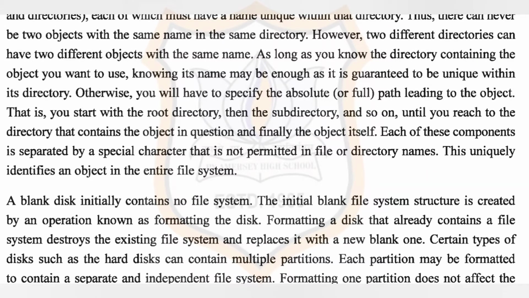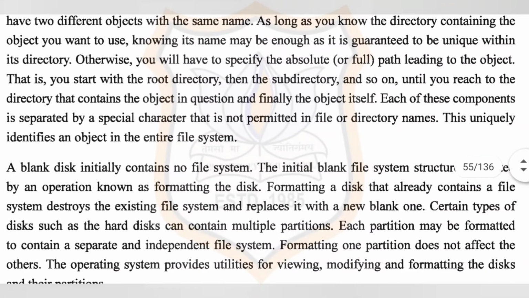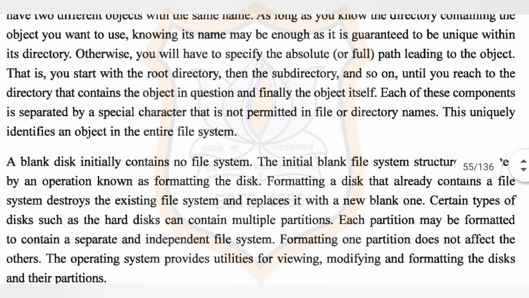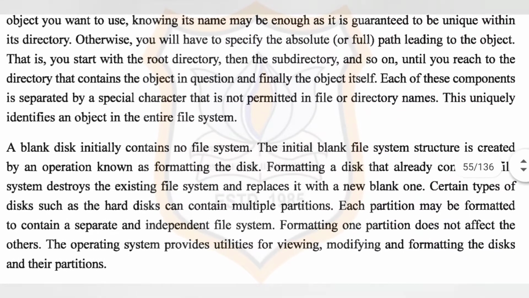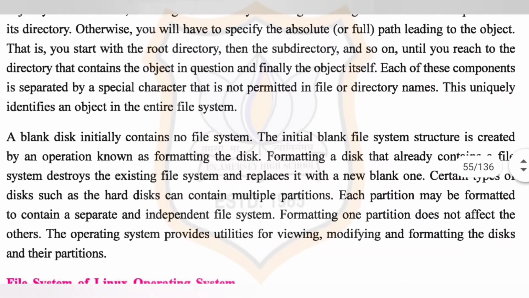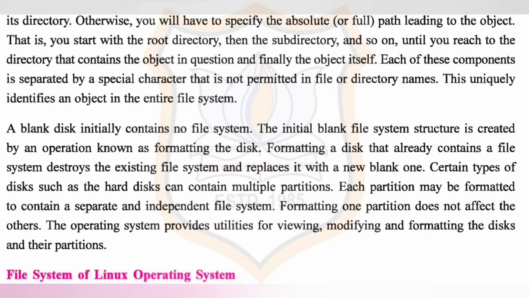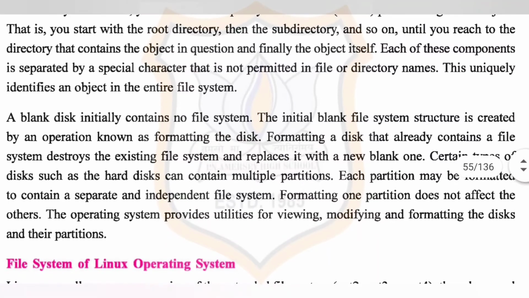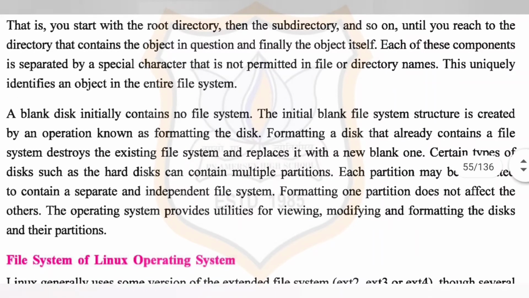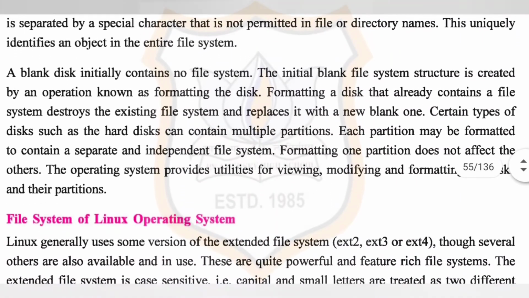As long as you know the directory containing the object you want to use, knowing its name may be enough, as it is guaranteed to be unique within its directory. Otherwise, you will have to specify the absolute path leading to the object. That is, you start with the root directory, then the subdirectory, and so on, until you reach the directory that contains the object in question, and finally the object itself. Each of these components is separated by a special character that is not permitted in the file or directory name. This uniquely identifies an object in the entire file system.